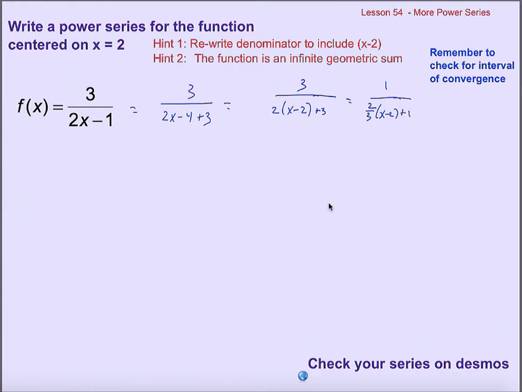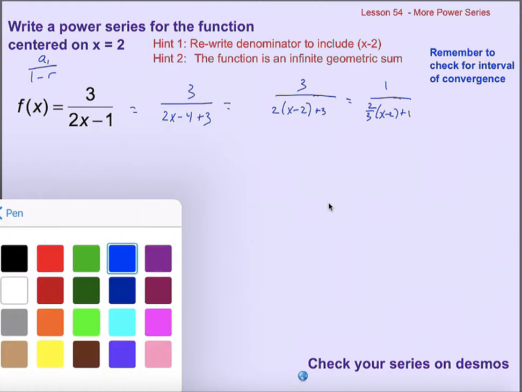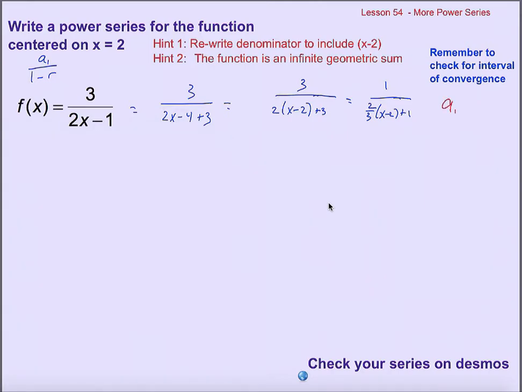So we've got 1 over 2/3 times x minus 2 plus 1. And now we've got the 1 that we're supposed to see from the a1 over 1 minus r. And so now we can identify the a1 is 1, and the r, be careful about this one, it's supposed to be 1 minus r, but everything in that denominator is positive, which means that the r must be negative 2/3 times x minus 2.